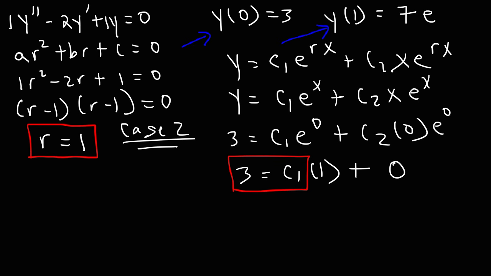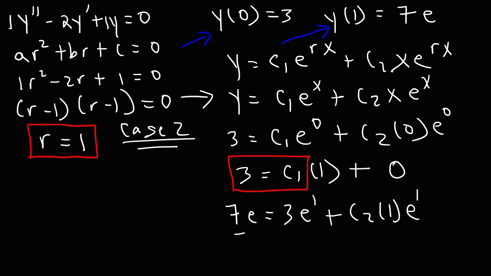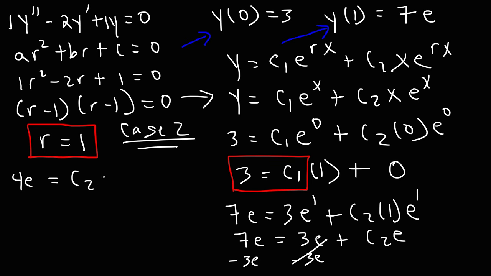Now let's use the second point. Plugging it back into that formula, y is 7e, c1 is 3, and then it's going to be e to the x, x is 1, plus c2 times x, which is 1, and then e to the 1. So we have 7e is equal to 3e plus c2 times e. Subtracting both sides by 3e, we're going to get 7e minus 3e, which is 4e, and that's equal to c2 times e. Dividing both sides by e, we can see that c2 is equal to 4.